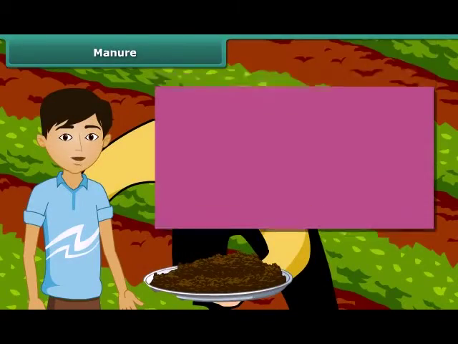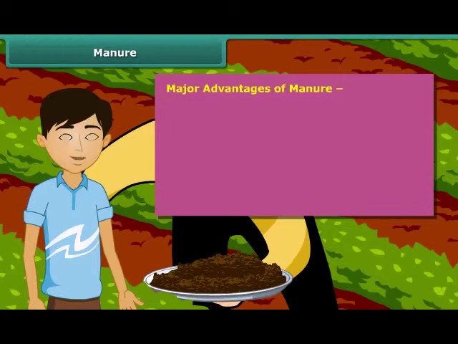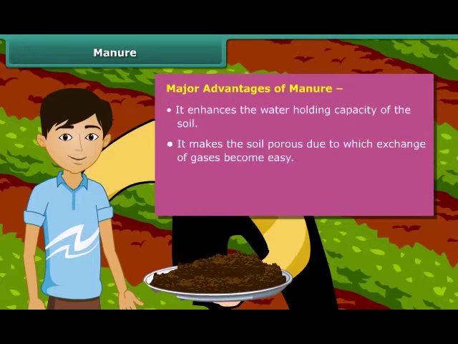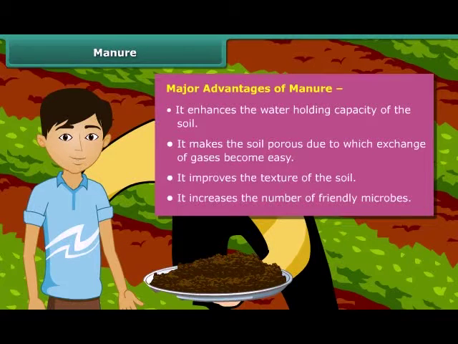Now let us look at some of the major advantages of organic manure. Manure enhances the water-holding capacity of the soil. It makes the soil porous, due to which exchange of gases becomes easy. It improves the texture of the soil. It also increases the number of friendly microbes necessary for a healthy crop.